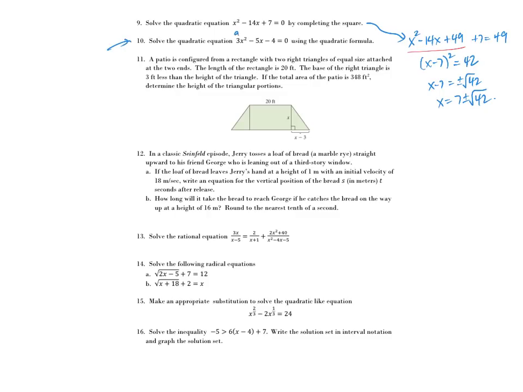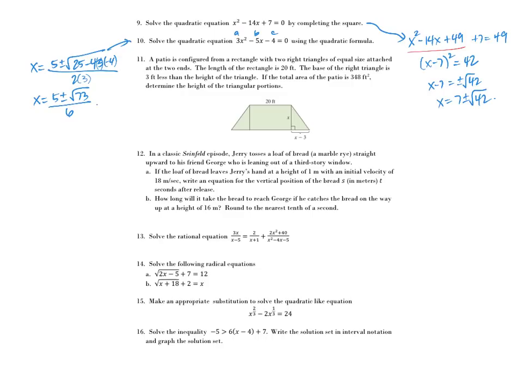So my A is 3, my B is negative 5, and my C is negative 4. So x equals negative B, so positive 5, plus or minus the square root of negative 5 squared, which is 25, minus 4 times 3 times negative 4, all over 2 times 3. So I get x equals 5 plus or minus the square root of 25 minus 4 times 3 times negative 4. That's 73 over 6. And that's as simple as we can go.